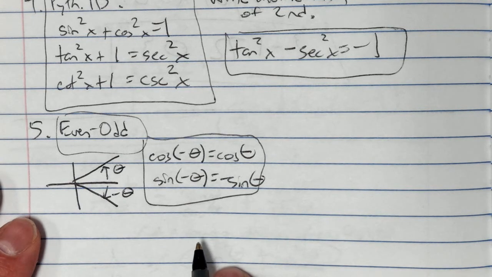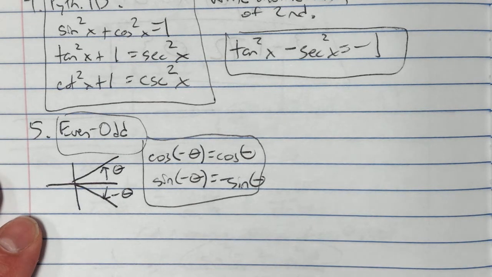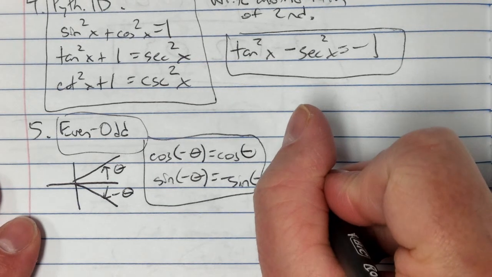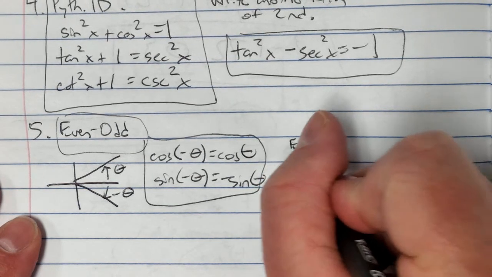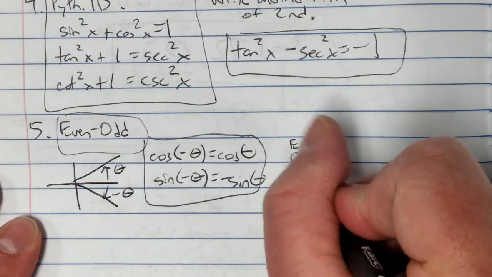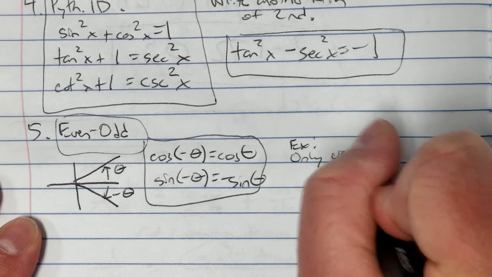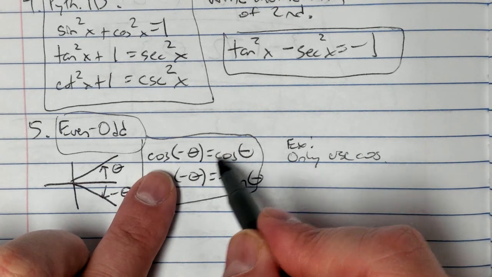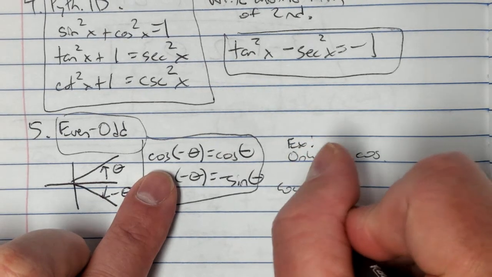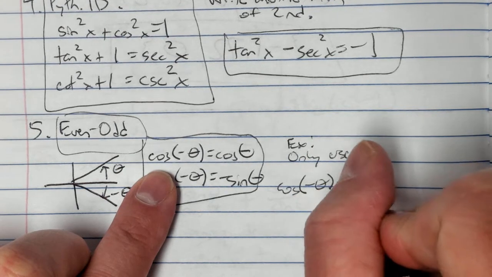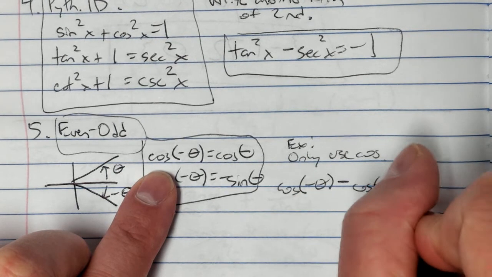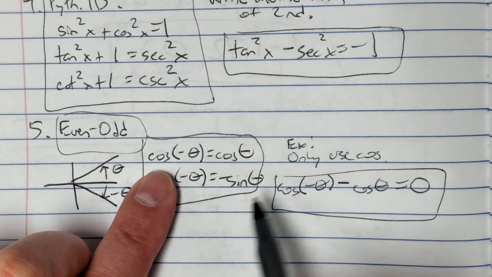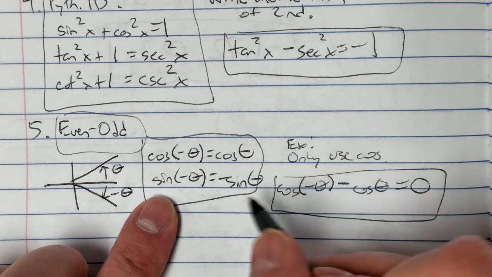Now, what they want to do is only use cosine. So in this example, only use cosine. So what they're going to do is bring this over, and you're going to have cosine of negative theta minus cosine theta equals 0. Is that a negative sign? Yes, this one is.